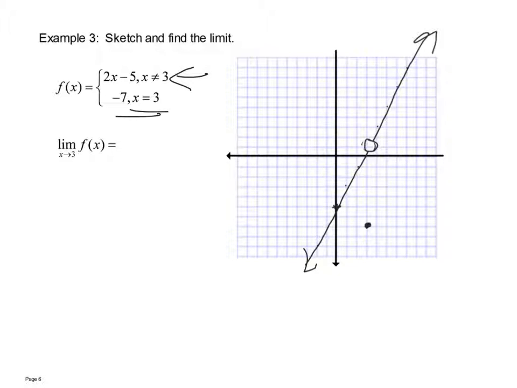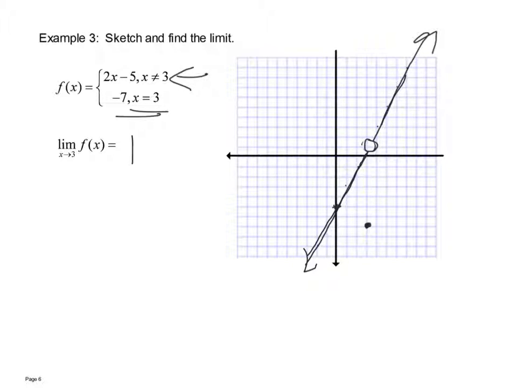So the limit as x goes to 3 of f of x, if I look on my graph, what am I getting closer and closer and closer to in both directions? Coming from the left, I'm getting closer and closer to filling in at 1. And from the other direction, coming from the right, I'm getting closer and closer to the point at 1. So the limit, the function is approaching 1.